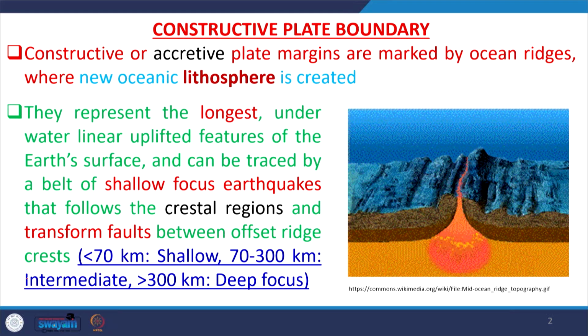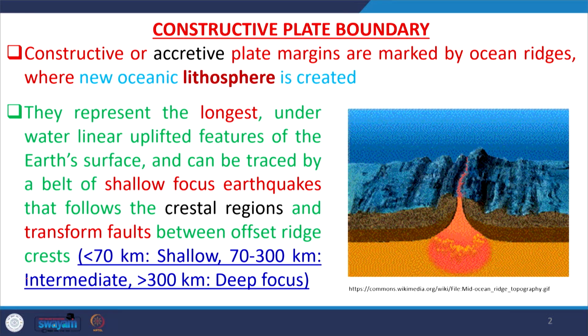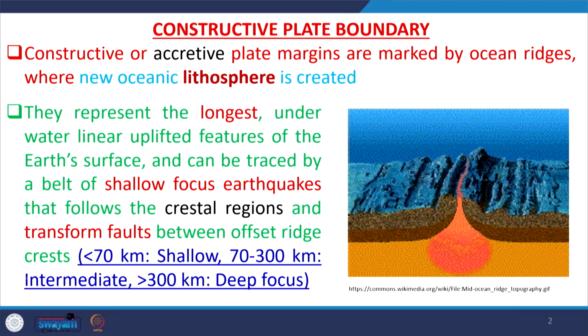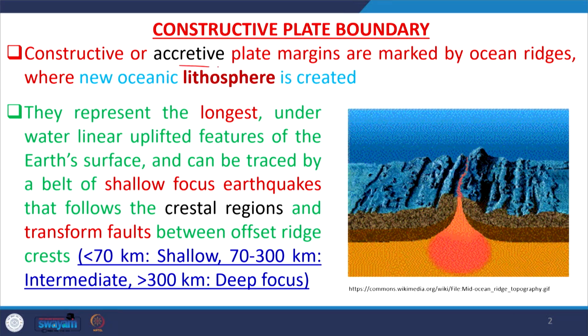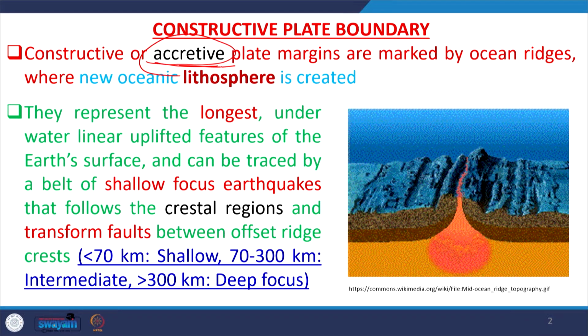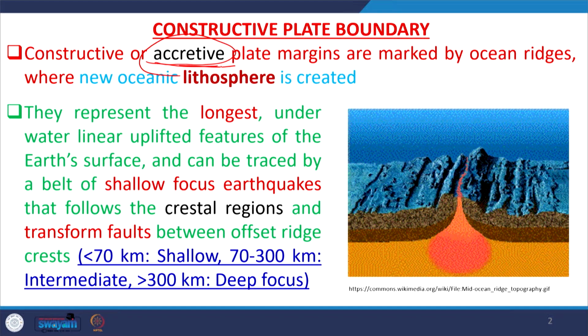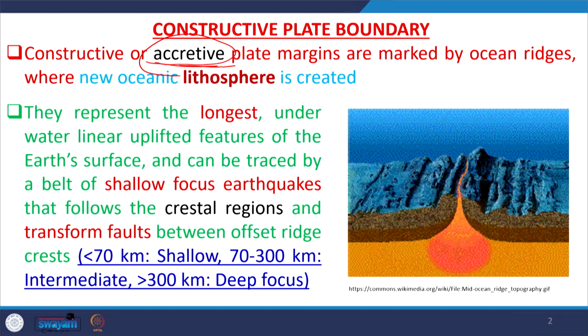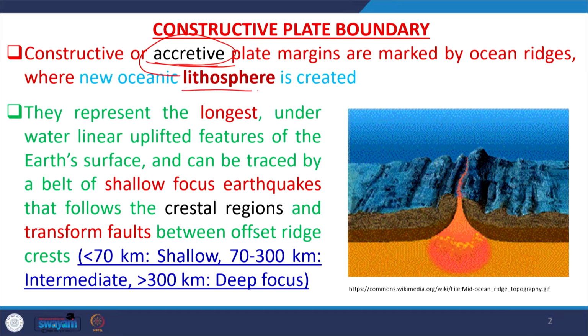This creative plate margin is also called a constructive plate margin, or constructive plate boundary. Another term used here is accretive plate margin. Accretion means addition, so the lithospheric material is being added here to the surface, which is why it is also called an accretive plate margin. These accretive plate margins are marked by ocean ridges, where new oceanic lithosphere is created.